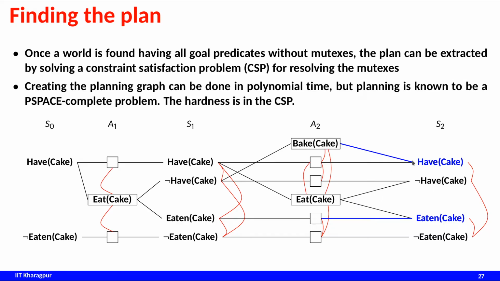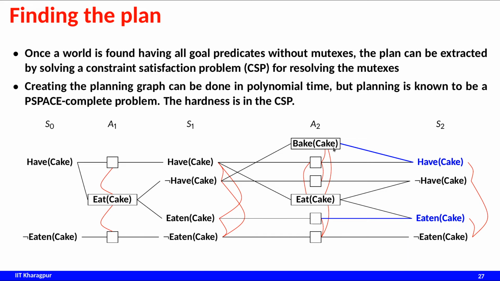So there is also an option that have cake can come from have cake, but if we explore that one also, have cake is coming from have cake, eaten cake is coming from this eaten one. But here I will be in trouble because eaten cake and have cake are mutually exclusive. So therefore we are not exploring that part.